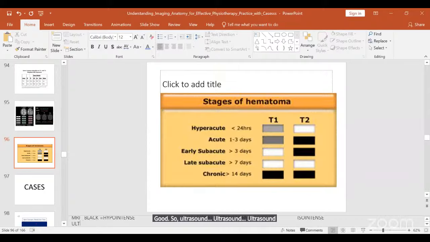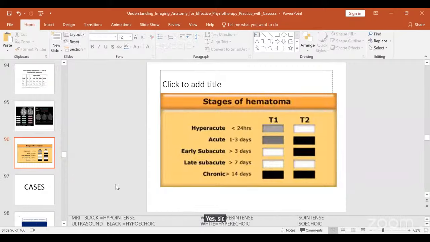Good. So ultrasound is about echogenicity. Okay, echogenicity, ultrasound. Black areas are called hypoechoic. White areas are called hyperechoic. The same areas are called isoechoic. Are we together? Yes, sir. I'll share these notes with you so that you learn them.